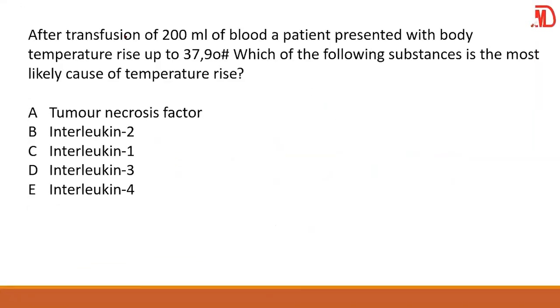After transfusion of 200 ml of blood, a patient presented with temperature up to 37.9. Which of the following substances is the most likely cause? Cause of temperature is what? Interleukin 1. Don't waste your time. Interleukin 1. There we go.